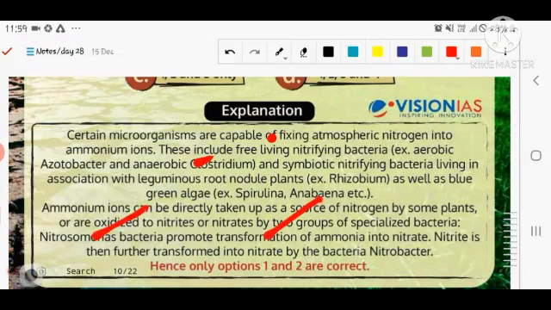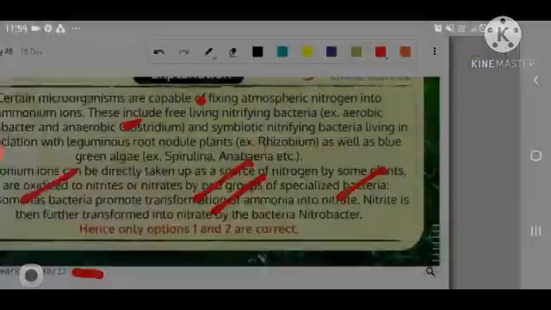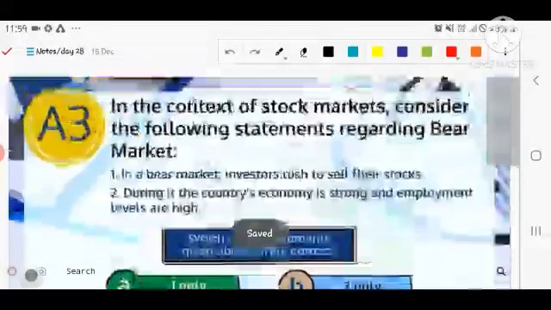Nitrosomonas bacteria promote transformation of ammonia into nitrite. Nitrite is further transformed into nitrate by the Nitrobacter bacteria. So it is the reverse process. So first and second statement are correct, and hence first option is right.